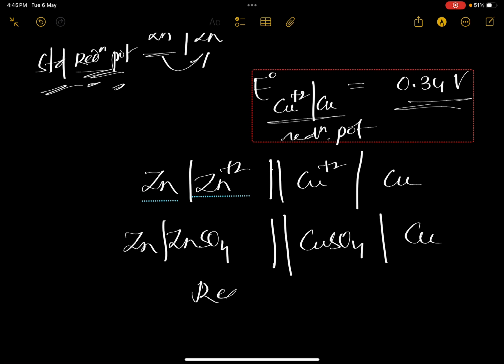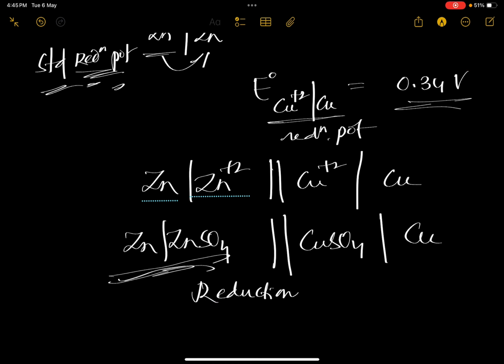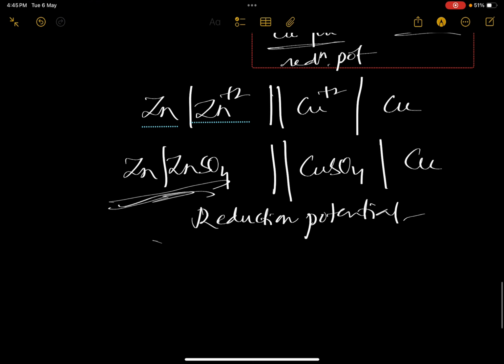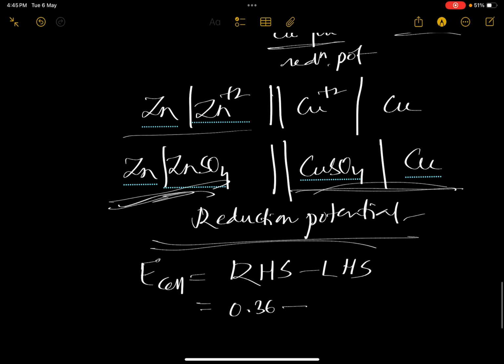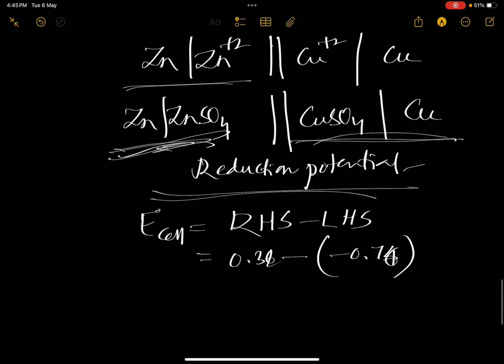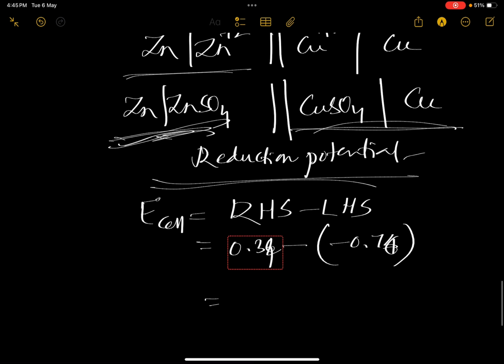And when reduction potentials are given, you can ask me, sir, here it is undergoing oxidation, so why are you taking it? That is the formula, beta. When we use reduction potentials, then E naught cell is equal to right hand side minus left hand side. Right hand side is copper, value 0.34, left hand side is zinc, value minus 0.76. Let us check the value. So this is going to be 1.1 volts.